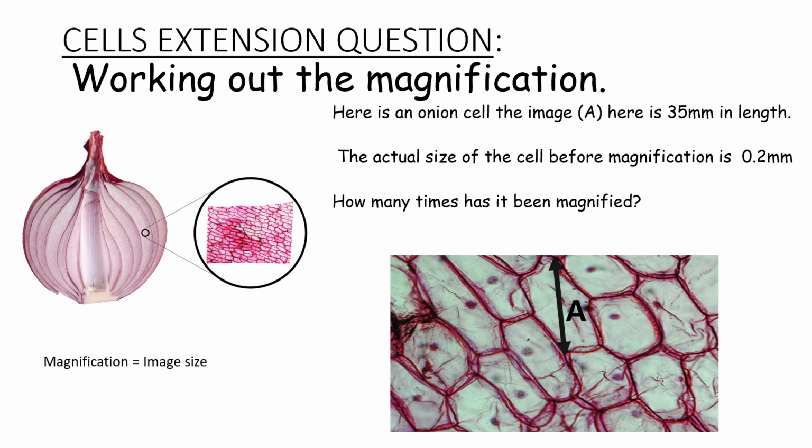Well, we can use an equation. Magnification equals image size over the actual size. So the image size is 35 and the actual size is 0.2. And what does that equal? 175 times. The magnification is 175.